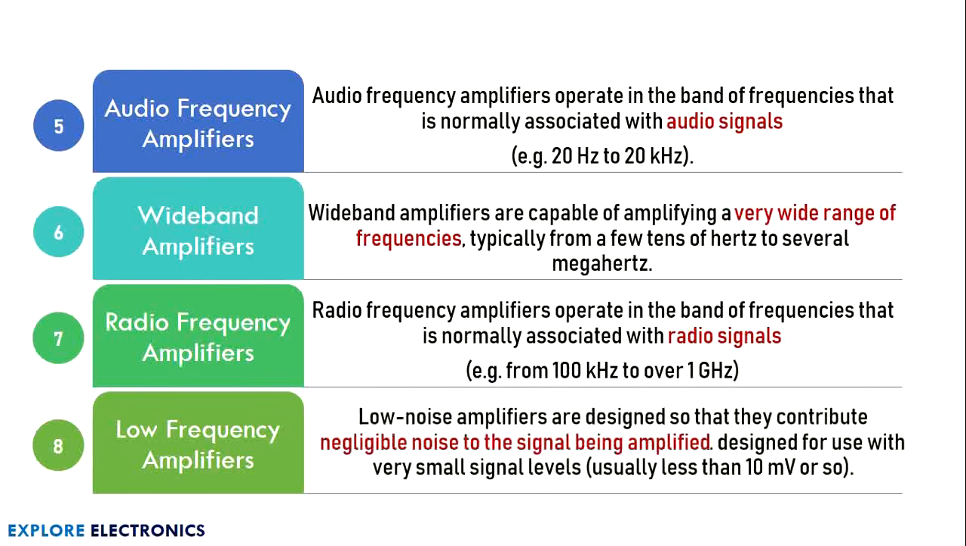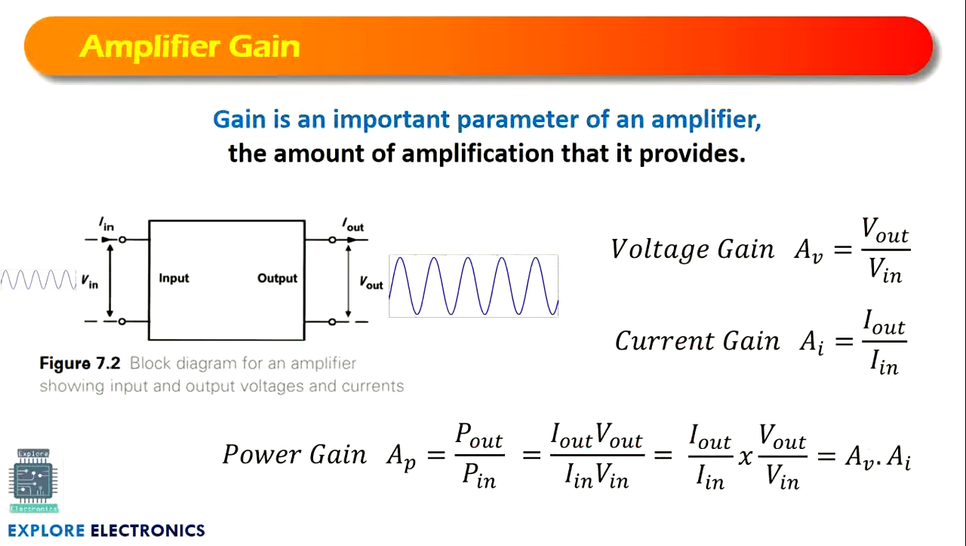Then low frequency amplifiers. Low frequency amplifiers in the sense low noise amplifiers we can call, so that they contribute negligible noise to the signal being amplified. So usually it has voltage levels less than 10 millivolts, very low voltage signals we can say. These are the different types of amplifiers available.